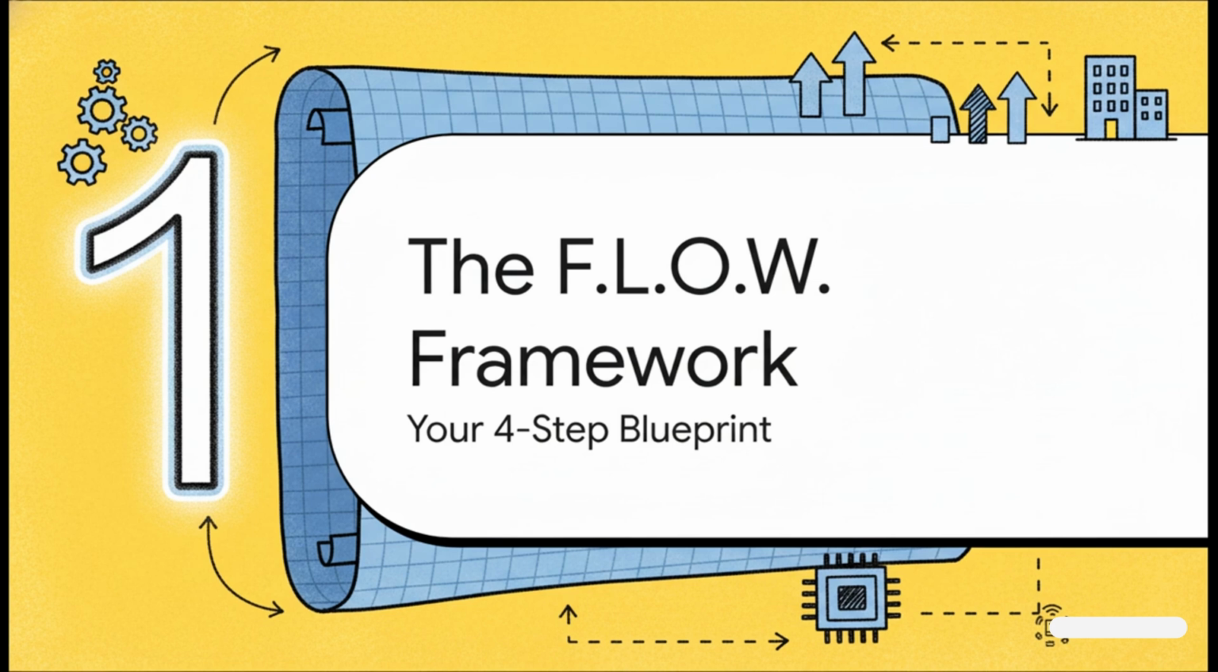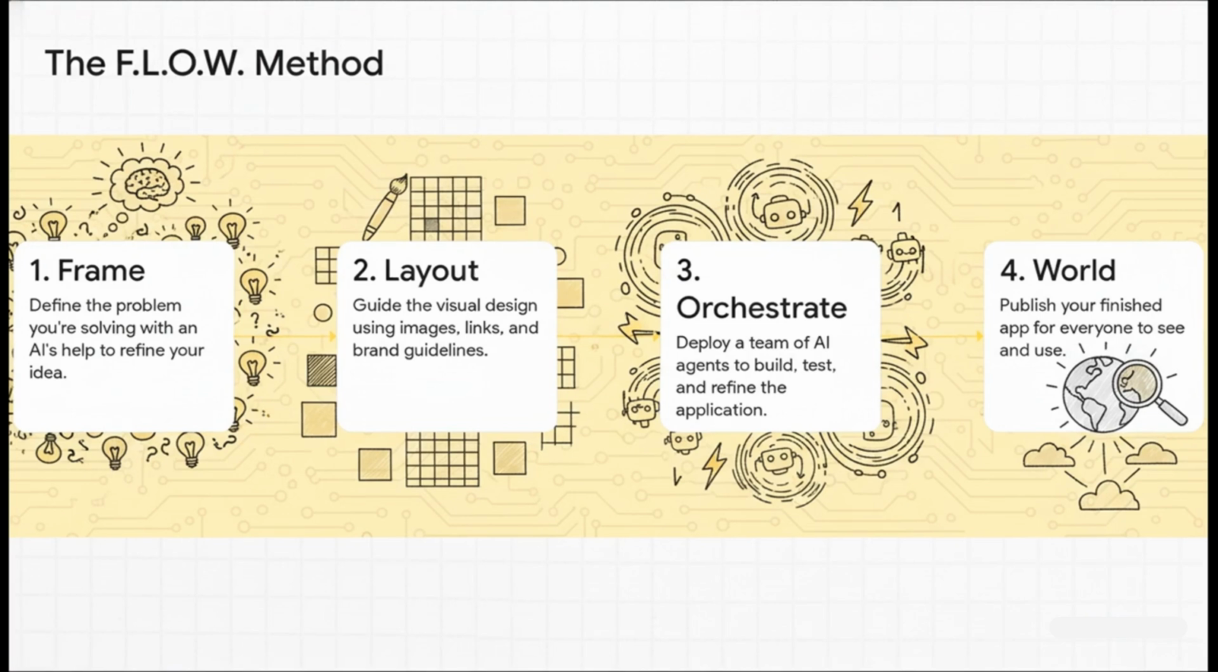Okay, so that sounds great, but how does it actually work? How do you go from a simple idea to a finished app? It's all built around this really simple four-step process they call the FLOW framework. This is basically your blueprint. It all starts with frame. This is where you and the AI work together to really nail down the problem you're trying to solve.